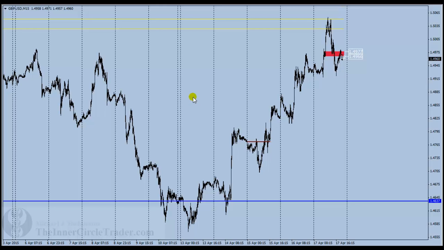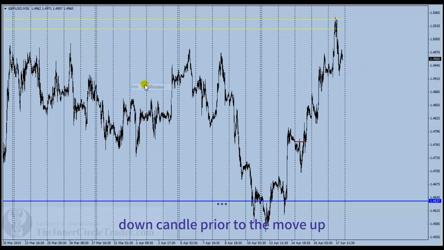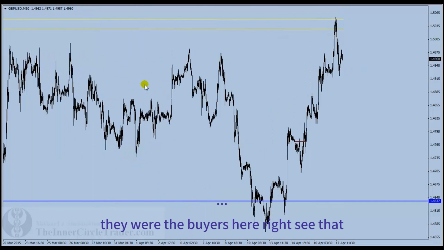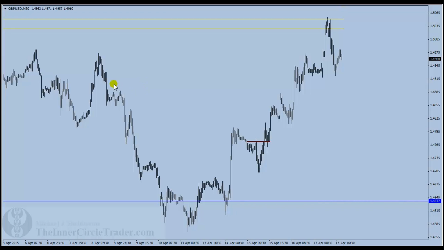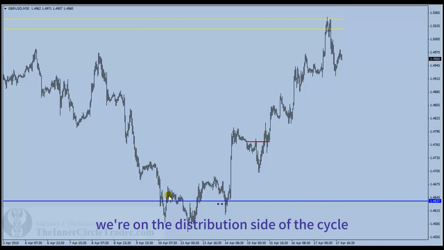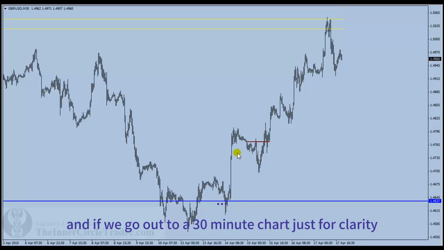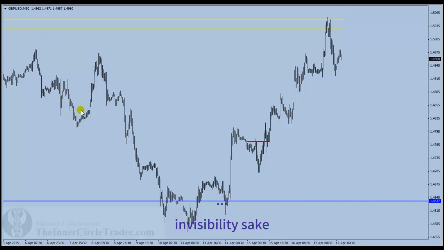And if we go out to a 30-minute chart just for clarity and visibility sake, and we'll take out the day dividers, you can see the consolidation here, accumulation of shorts, breakdown, redistribution, run to support, smart money reversal, low risk buy, reaccumulation, moved on up into clearing out the original accumulation point here, and we're to distribute those positions as well.